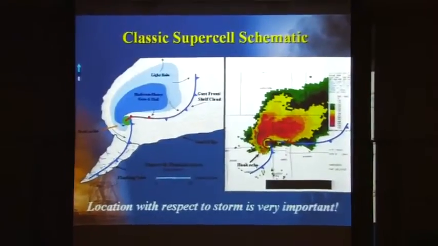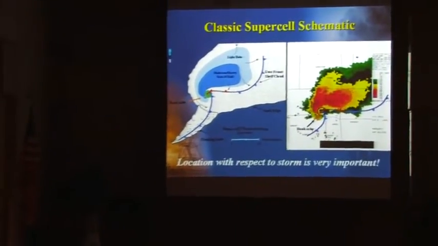Here's the normal leveling off point. We refer to that as the anvil. The air is stable above that point. We'll talk about that a little bit more in just a moment here.